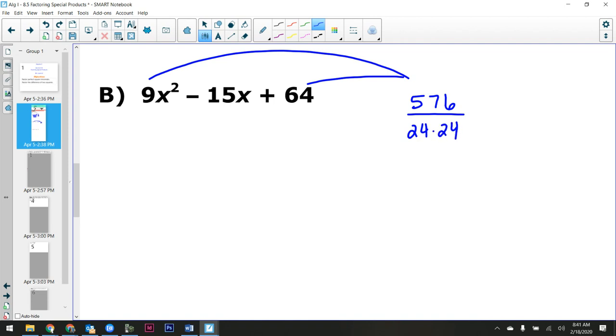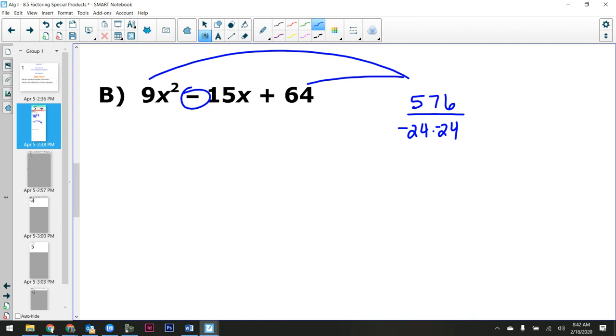24 times 24. Now, what does my middle number have to get to? Negative 15, right? So what are my two last numbers both going to have to be? Negative, right? So does negative 24 times negative 24 work? No. So this is not one of those ones where it factors into the same thing squared. It's not going to work like that. So I would continue on the rest of my list now.